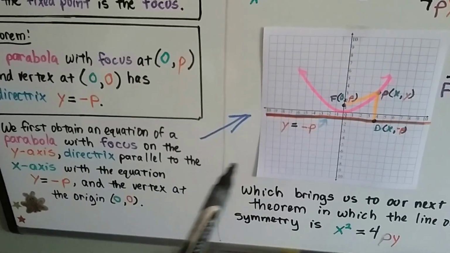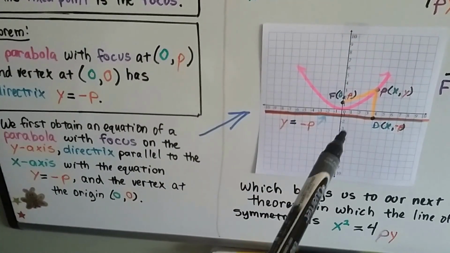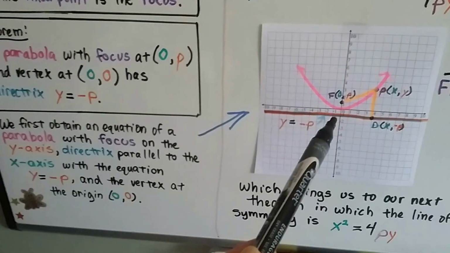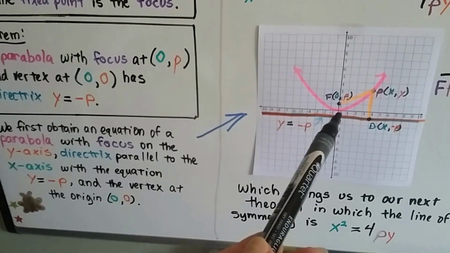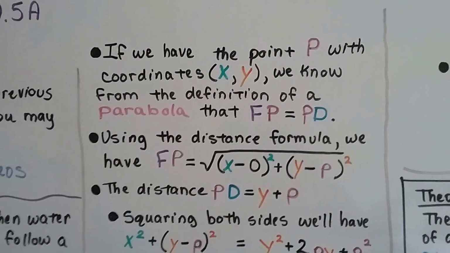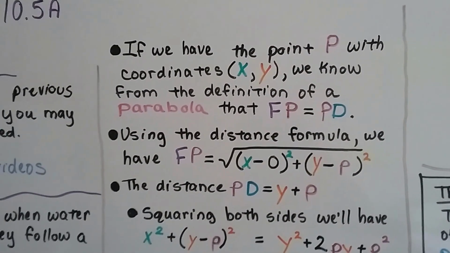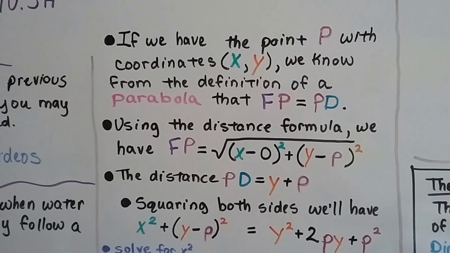The equation is y equals negative p, so this directrix is going to be in the negatives, and the vertex is at the origin (0, 0). See where the vertex of our parabola is? It's right at (0, 0), okay? So if we have the point P with coordinates (x, y), we know from the definition of a parabola that we just read that FP equals PD.